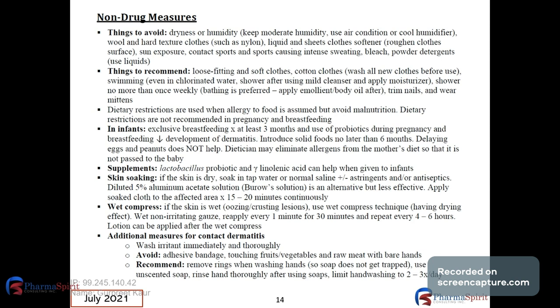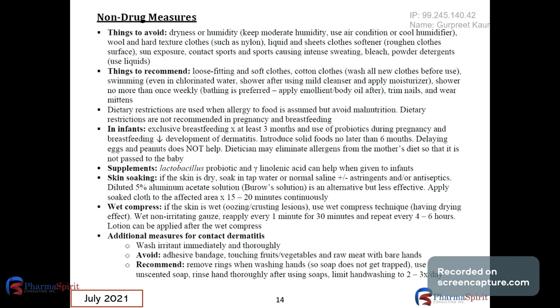In infants, exclusive breastfeeding for at least 3 months, and the use of probiotic during pregnancy and breastfeeding will reduce the development of dermatitis. Introducing solid food no later than 6 months will be also important. So don't wait too much before introducing solid food.